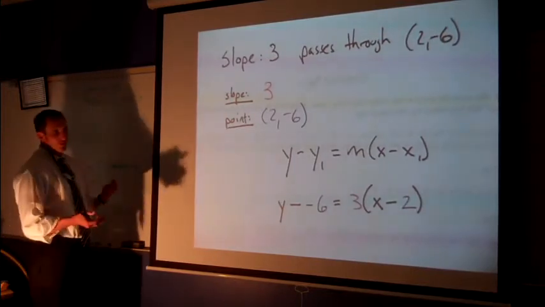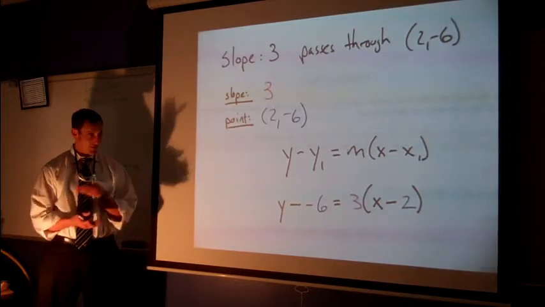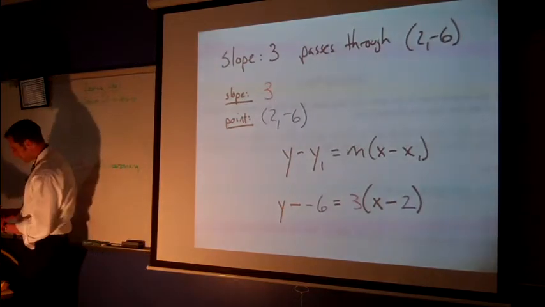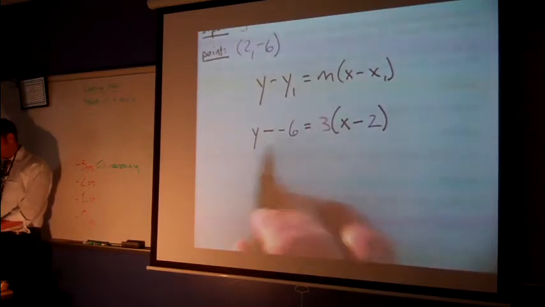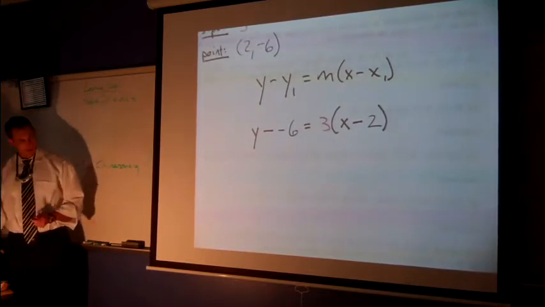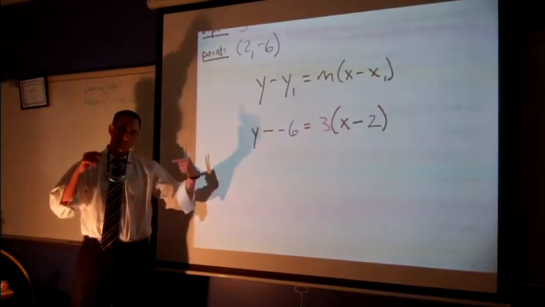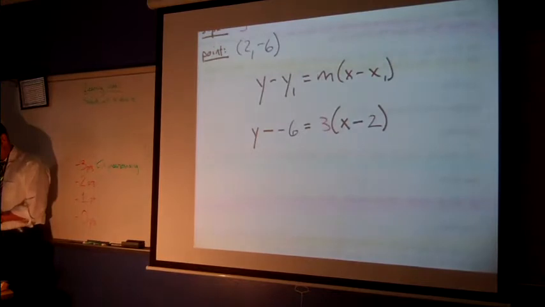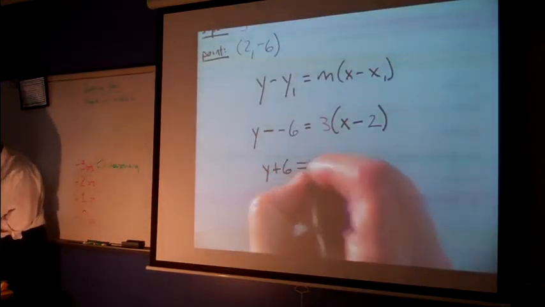So here we have our point-slope form. What we need to do now is clean it up, simplify everything we can and get y by itself. So we're going to clean this up. In y minus a negative 6, a minus a negative becomes plus a positive. Remember, two negatives looking at each other becomes plus. So we're going to clean up y minus a negative 6 and call that y plus 6.